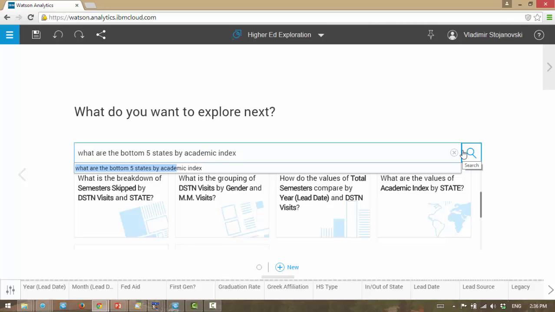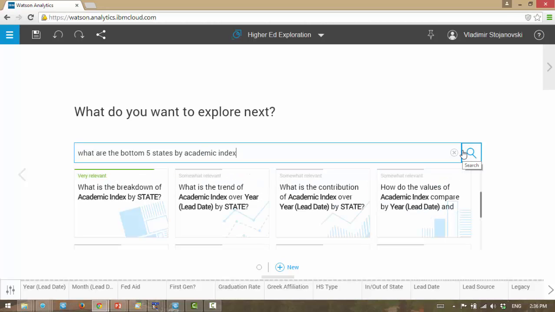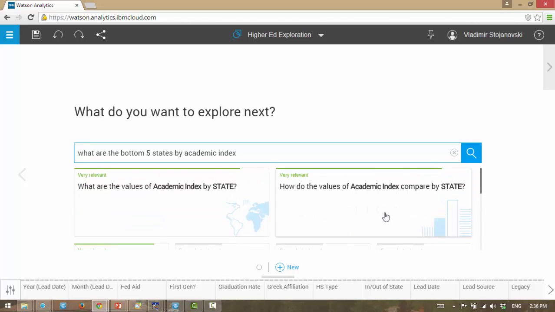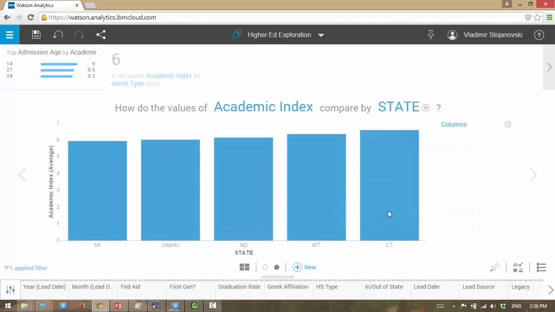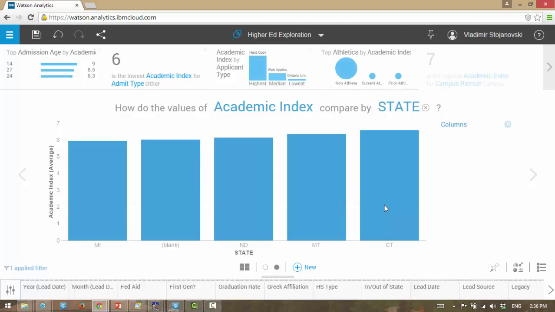And you will notice that Watson Analytics helps us auto-complete the question. And we'll pick the top question here. And here are the bottom states by academic index in ascending order. So Michigan is at the bottom, and Connecticut is the 5th lowest for academic index.